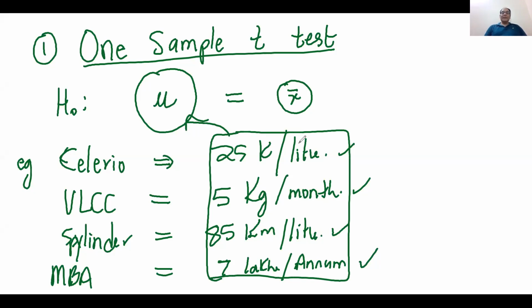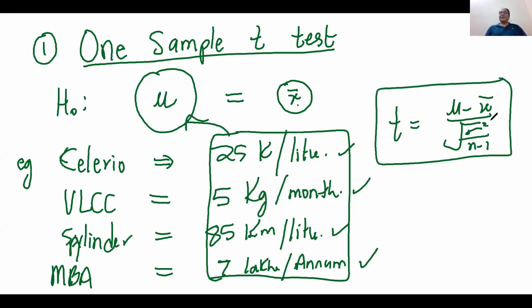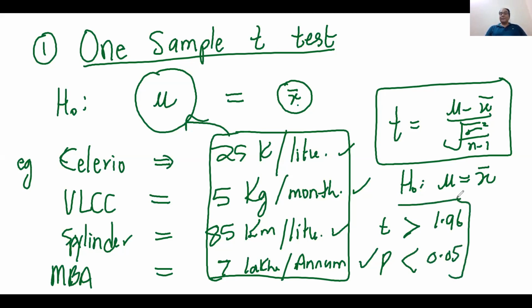To examine the truthfulness of the statement, we take a small sample and calculate the mean of the small sample, and we check whether they are saying right or not. For that, we apply the t-test, and here the formula is simply mu minus the mean upon the standard error, which is sigma square upon n minus 1. So this is the formula for a t-test, and we are examining the null hypothesis that the population mean is equal to the sample mean. This is examined with two methods. One, we compare the value of t, which should be greater than 1.96, and we also check the probability value, which should be less than 0.05. In both of these cases, you reject the null hypothesis, right?